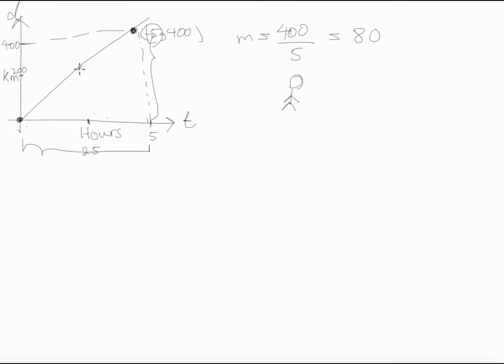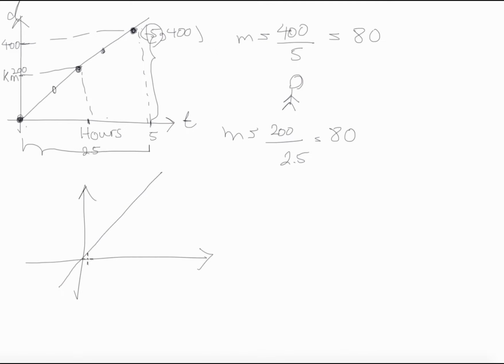So you could have chosen, for example, this point, which corresponds to 2.5 and 200. Then you say, okay, let me take this point and that point. If you did the same thing, you ask what is the height of this? It's 200. What is its run? That's 2.5, and that gives you 80 again. So as long as you have 2 points on this line, no matter which 2 points they are, they're still going to give you the same gradient, and it doesn't make any difference.